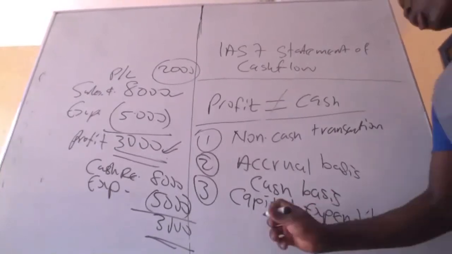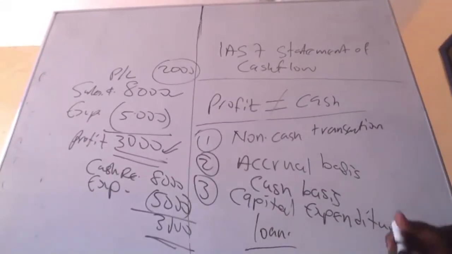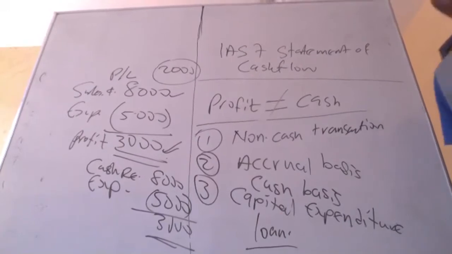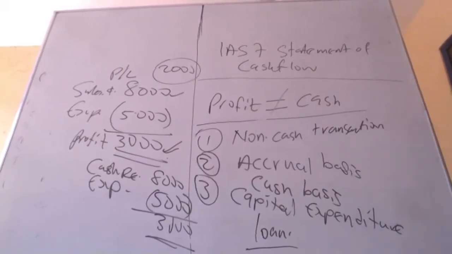And then probably loans. If you take a loan, it will increase your cash, but your profit will be the same because loans are not on the profit and loss statement. So basically, any item that is on the financial position statement but not on the profit and loss causes a difference between the two.